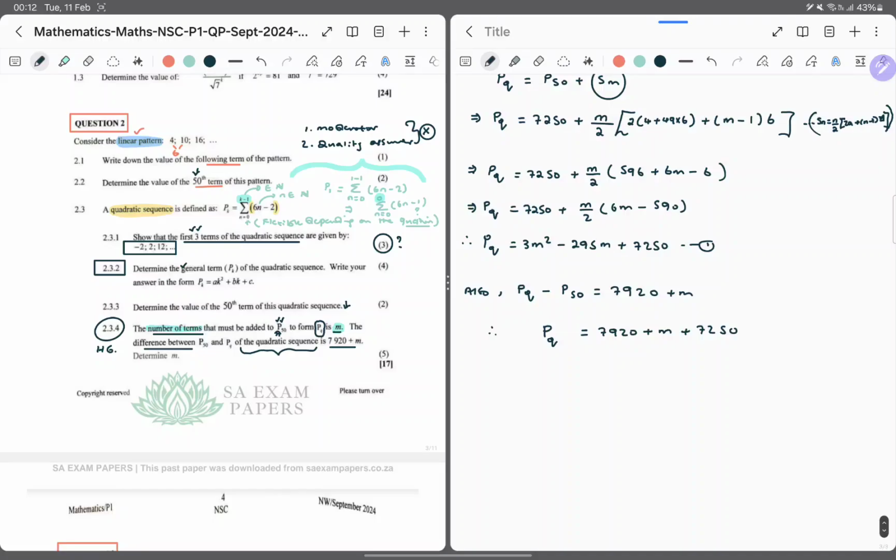All right, so essentially, guys, what are we going to say? We can sort this up. These are like terms. We can add them up. So 7920 plus 7250 is essentially m plus 15170.